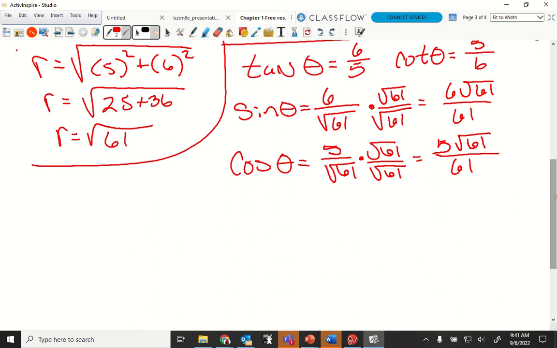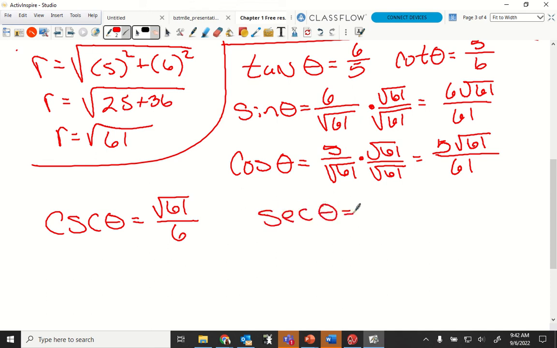And we're missing some, so let's go cosecant, CSC. What does cosecant represent? r over y. Very good. And my r value is the square root of 61, and my y is 6. Do I have to do anything special? No, it's good, right? Last one is secant. What is my secant? r over x, so my r value is the square root of 61, my x is 5. Very good.